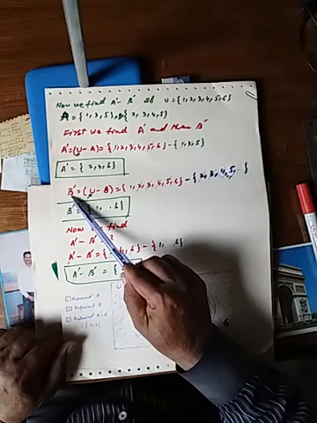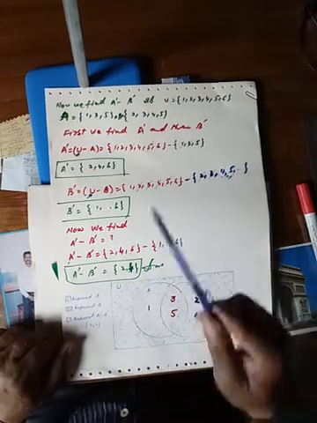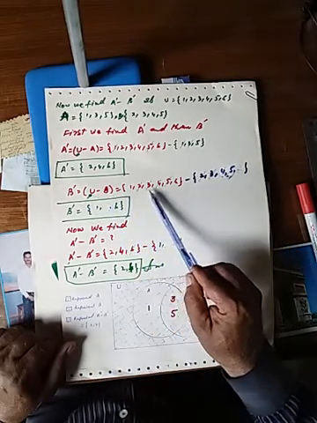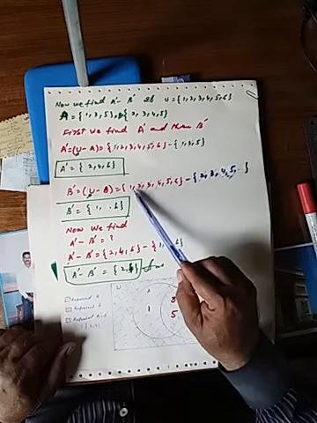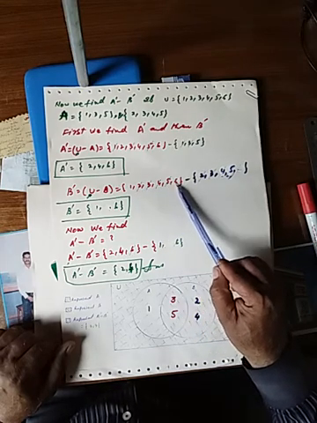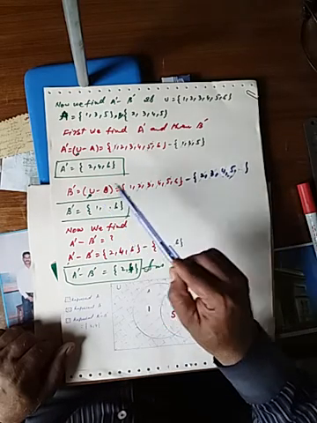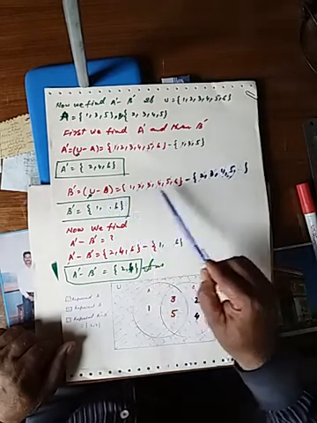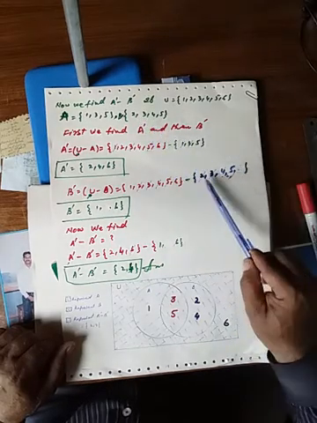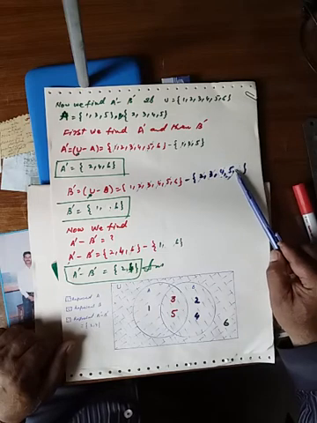Now we have to find the B complement. What is B complement? U minus B. Write down the elements of the universal set, that is 1, 2, 3, 4, 5, 6. Then use the minus sign, subtraction. The elements of set B. What are the elements of set B? That is 2, 3, 4, 5.